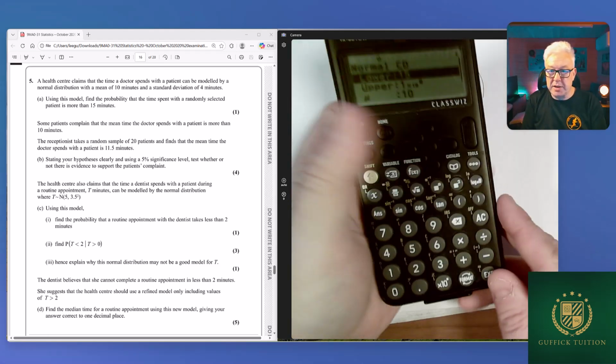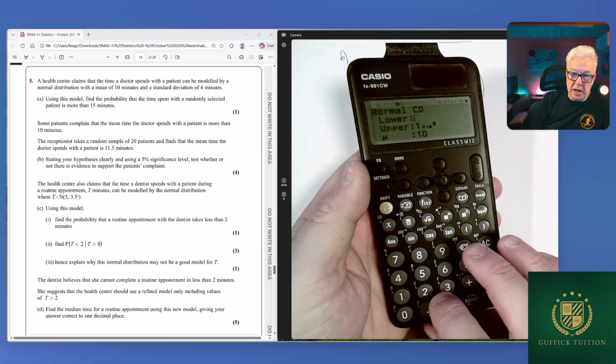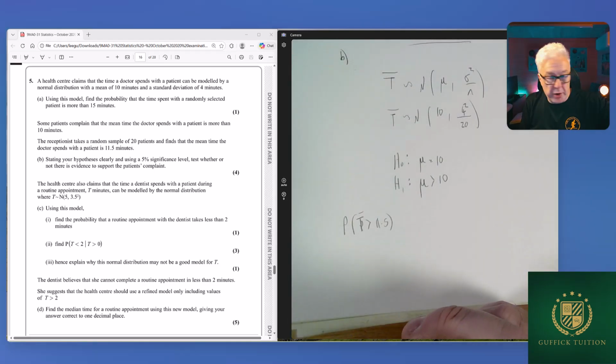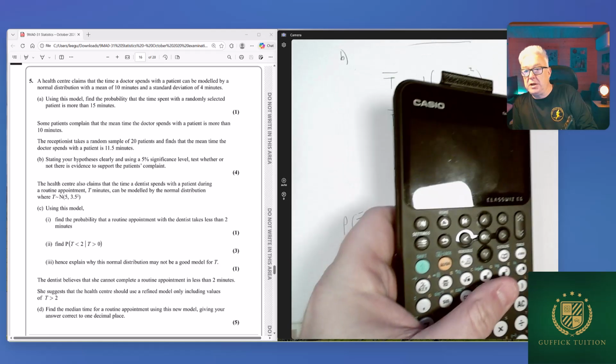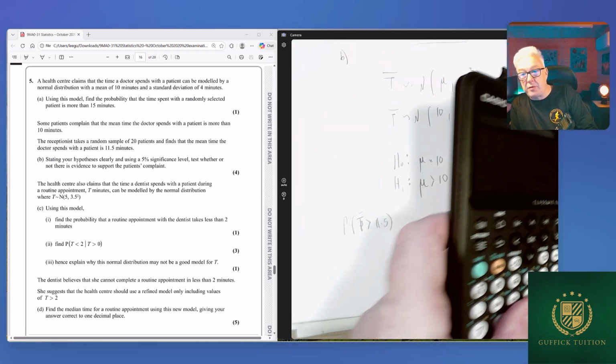So let's go back to our calculator. Our lower, by the way, if you're using a CG100 or something like that, one of these ones, this is the one I recommend if you're using a graphical one, you can be selecting the right-hand tail.